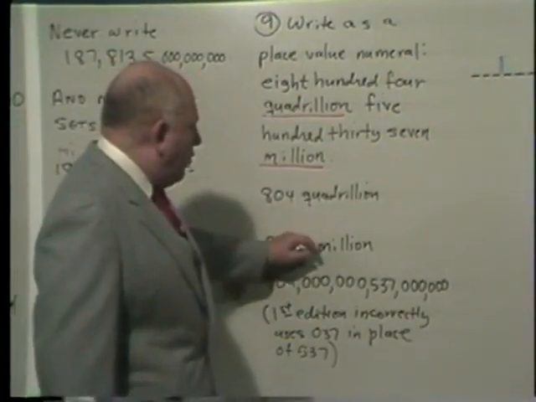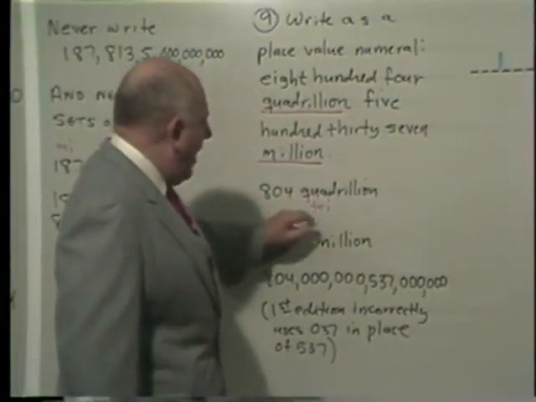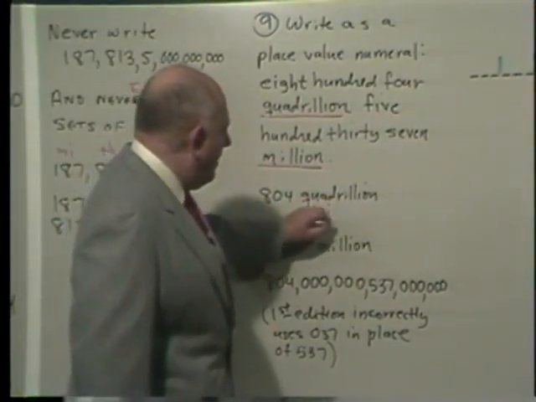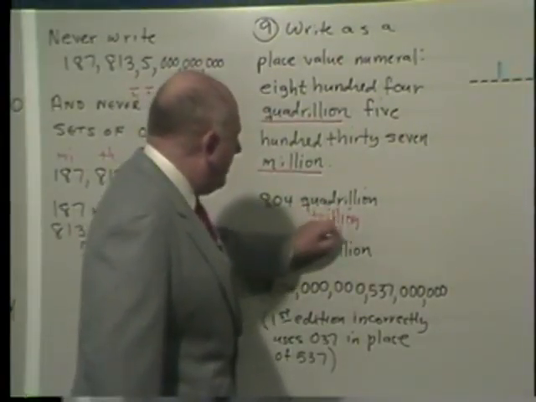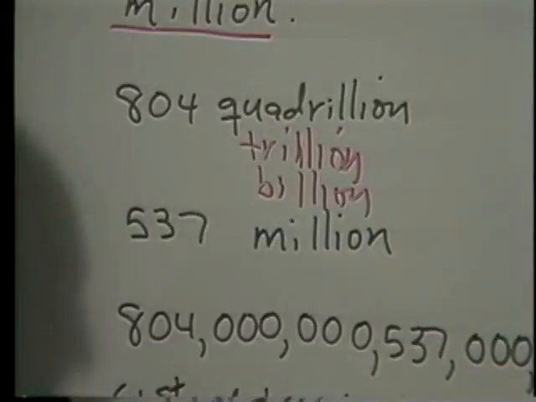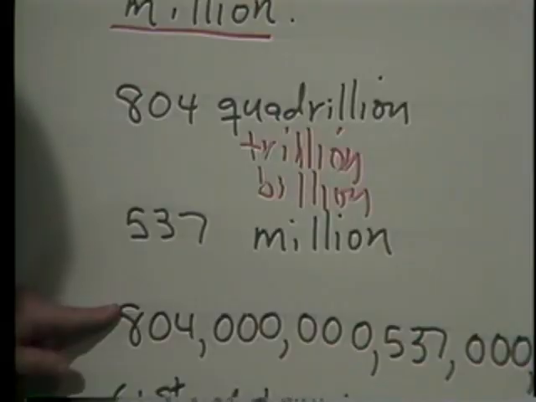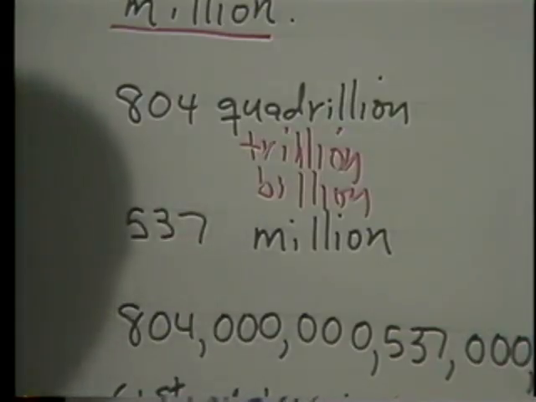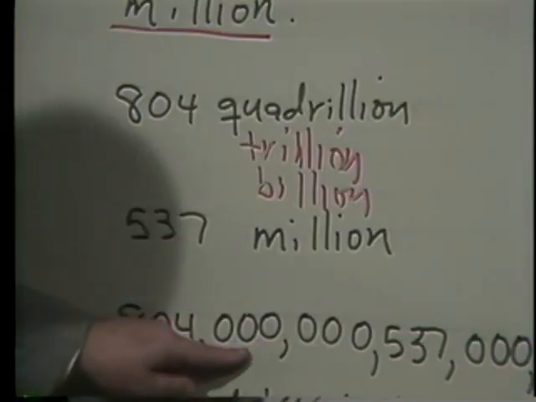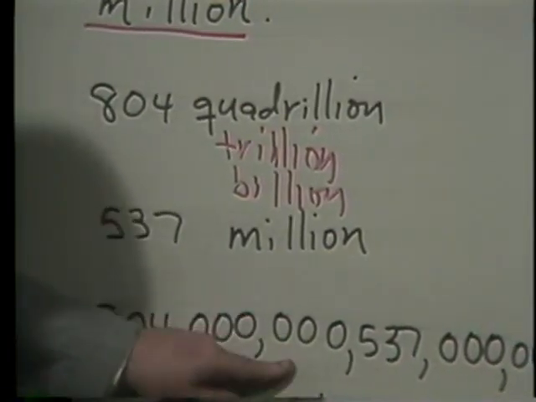Now, how do I locate the zeros? What comes between quadrillions and millions? Before quad comes tri, and before tri comes bi. So it's trillion and billion. So I start with the 804 and write that down. Now, that's quadrillions. How many trillions do I have? None, because they're not mentioned. How many billions do I have? None, because they're not mentioned. So I have none in the trillions place, none in the billions place.